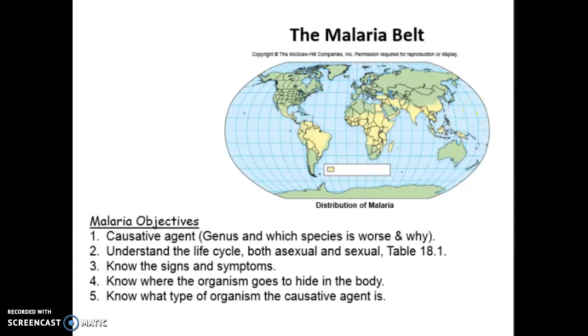So what we're going to hopefully learn about in this short lecture on malaria are the causative agents, looking at the genus and the different species that cause it and which one is worse and why. Hopefully you will understand the life cycle. This is caused by an organism. Yes, it's caused by an organism, but it is caused by a protozoan. So that's really the answer to objective number 5. And it goes through the body, gets into the body, and it's able to actually hide. And so we'll just talk about all of these different components of malaria.